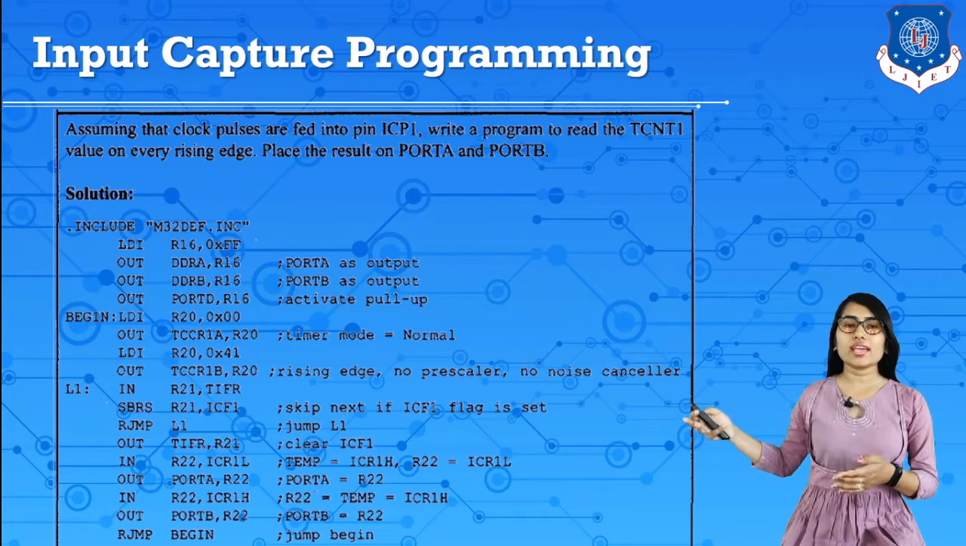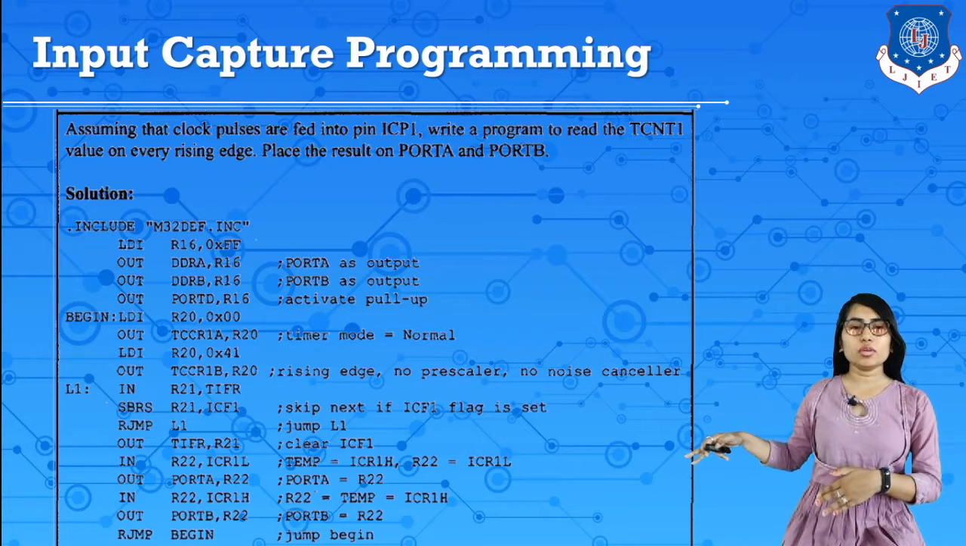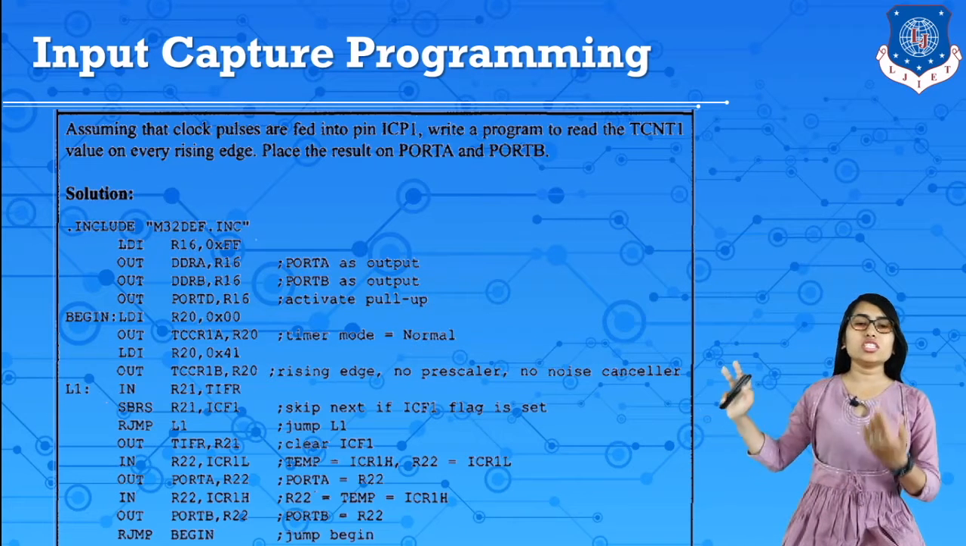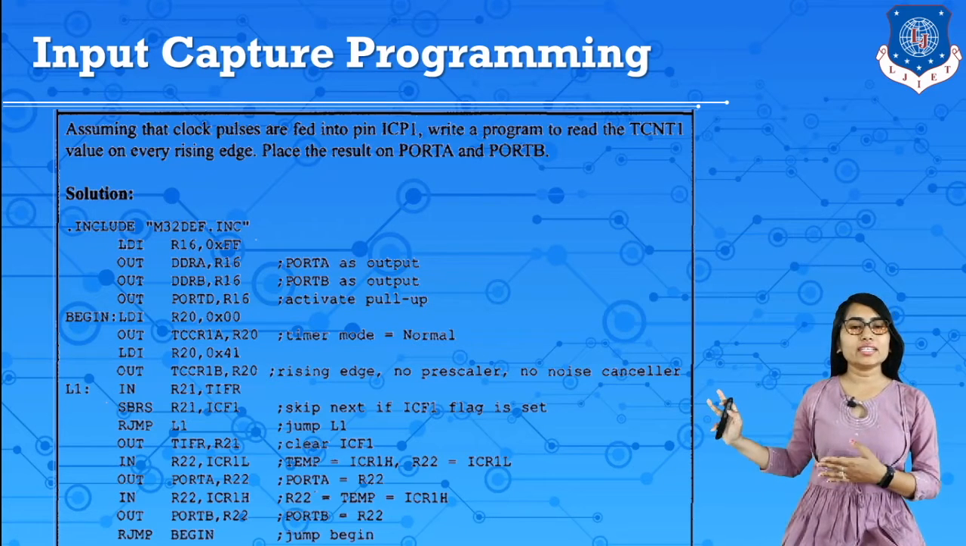If the ICF1 flag is not set, then continuously check the status of TIFR, and if ICF1 is equal to 1, then skip the next instruction. So it will skip the next instruction and go into the timer. After that, whatever the content of R21 is copied into the TIFR register, so it clears the ICF flag.